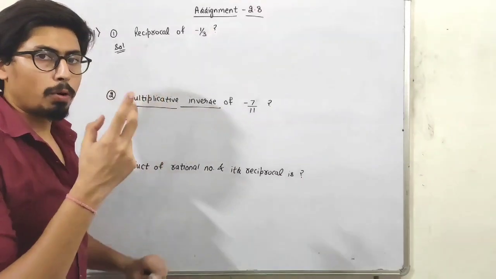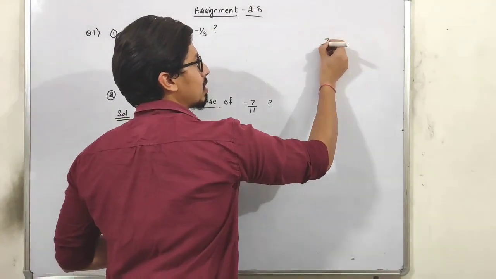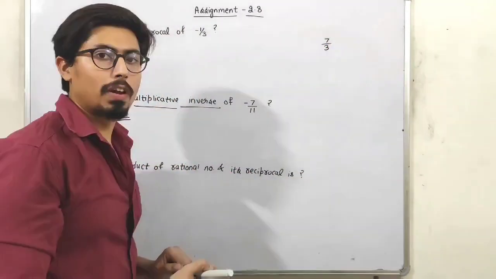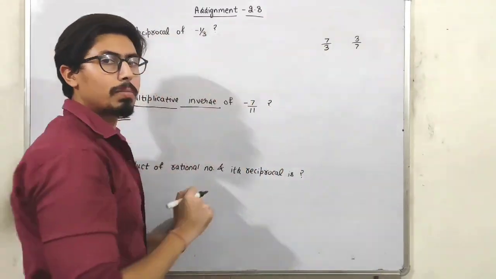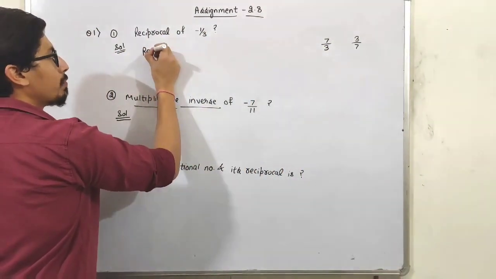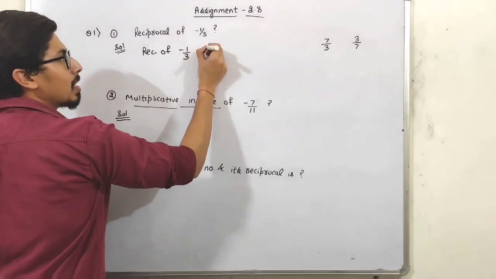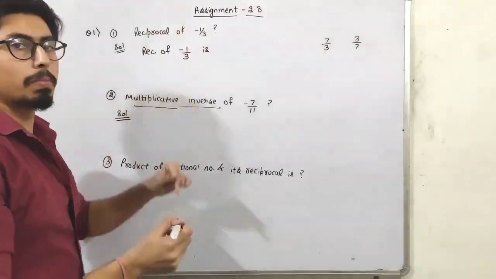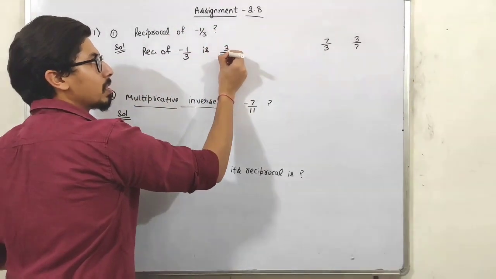So we know that the reciprocal of any number is just the opposite of it. For example, if I take 7 by 3, its reciprocal will be 3 by 7, just the opposite of this number. Okay, students. So similarly here, the reciprocal of minus 1 by 3 is just the opposite of this number. See, the opposite of this will be 3 by minus 1.